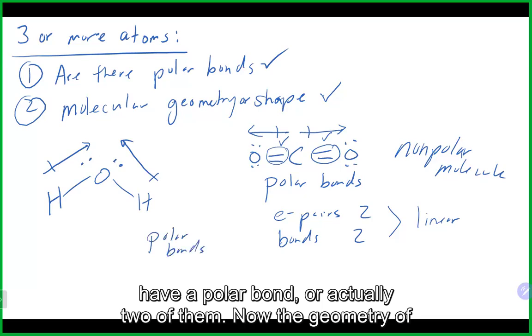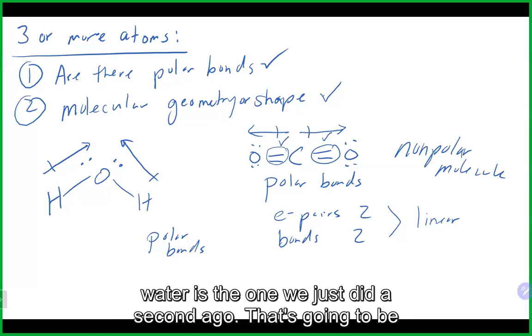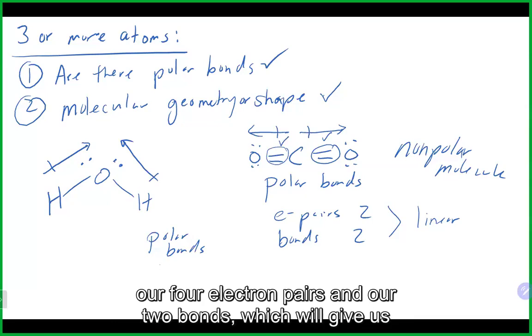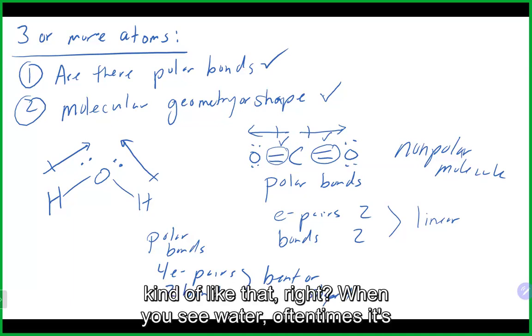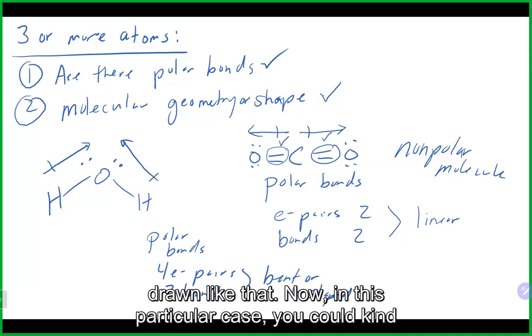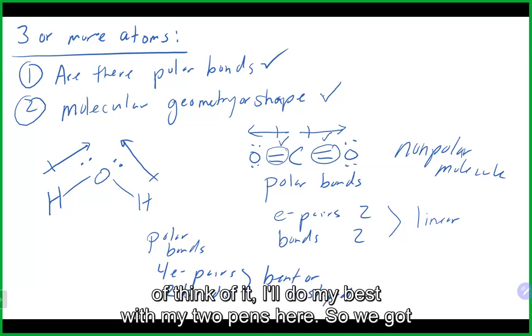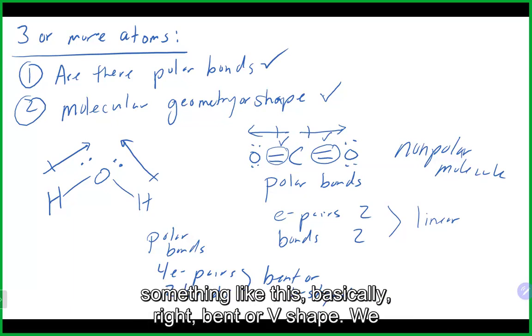Now, the geometry of water is the one we just did a second ago. That's going to be our 4 electron pairs and our 2 bonds, which will give us our bent, our V-shaped, which is why, again, it's usually drawn kind of like that, right? When you see water, oftentimes it's drawn like that. Now, in this particular case, you could kind of think of it. I'll do my best with my 2 pens here. So we got something like this, basically, right?